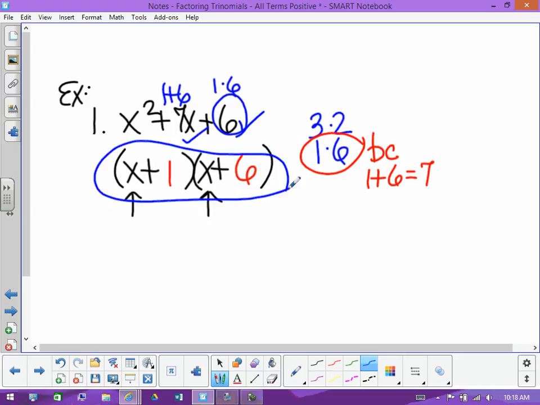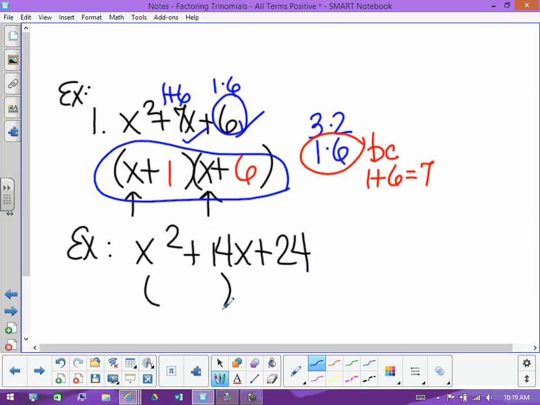Because I know 3 times 2 is 6, but 3 plus 2 is 5. That's a different problem. And so we want to make sure that we're using the one for the factors that we're looking for. Okay, example 2. X squared plus 14x plus 24.